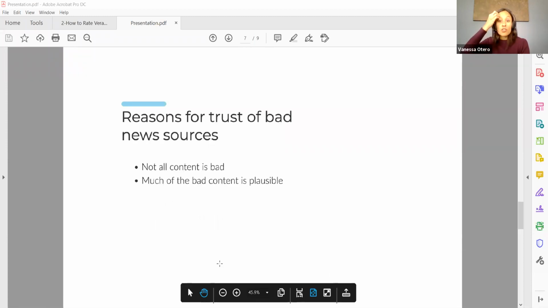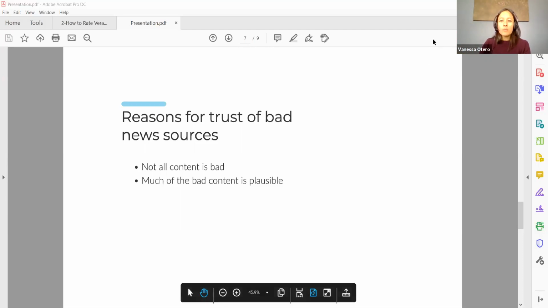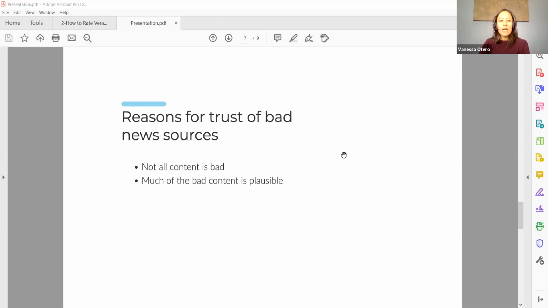Okay, reasons for trust of bad news sources. This is what gets me, okay? So even the InfoWars of the world, InfoWars is such a terrible news source that it's been kicked off Facebook and Twitter and Google and YouTube. You have to be really, really terrible to get kicked off of those. But not all the content on there is bad. Some of it is true. So with InfoWars, only a third of the content is actually false or fake news or highly, highly misleading. That means 2/3 of it is not.